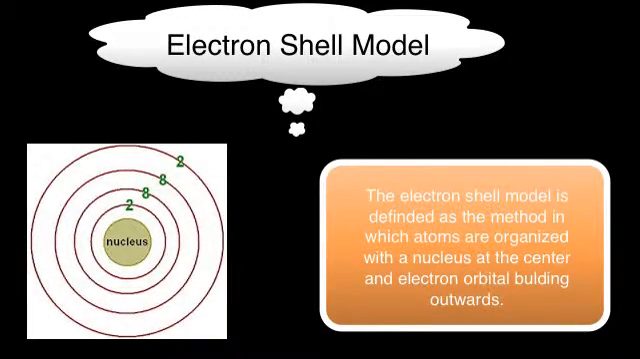The electron shell model is defined as the method in which atoms are organized, with a nucleus at the center and electron orbitals building outwards. The outer shell holds electrons called valence electrons, which are used for bonding.